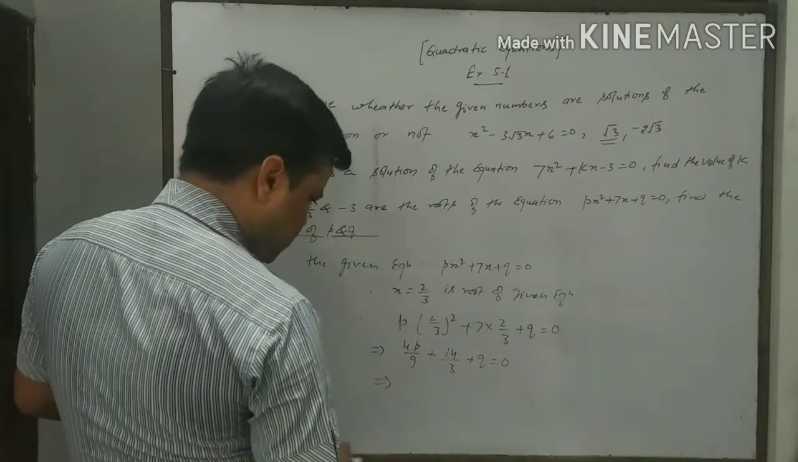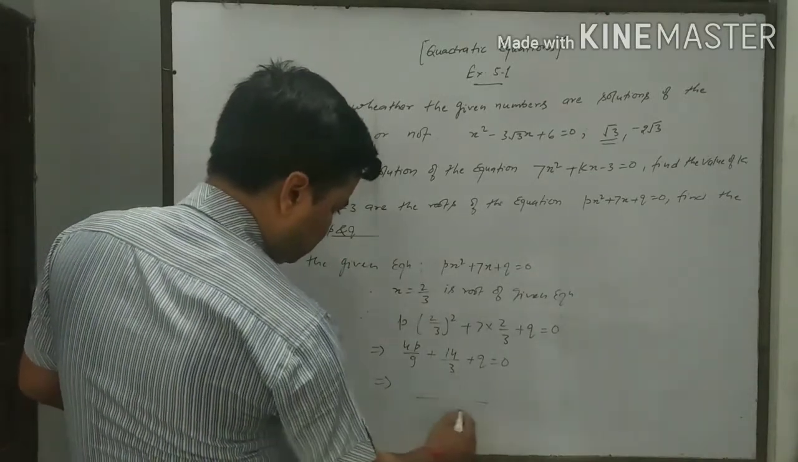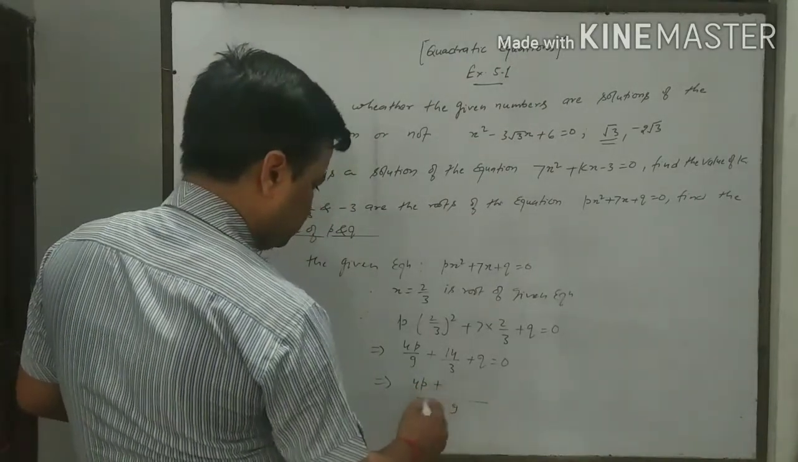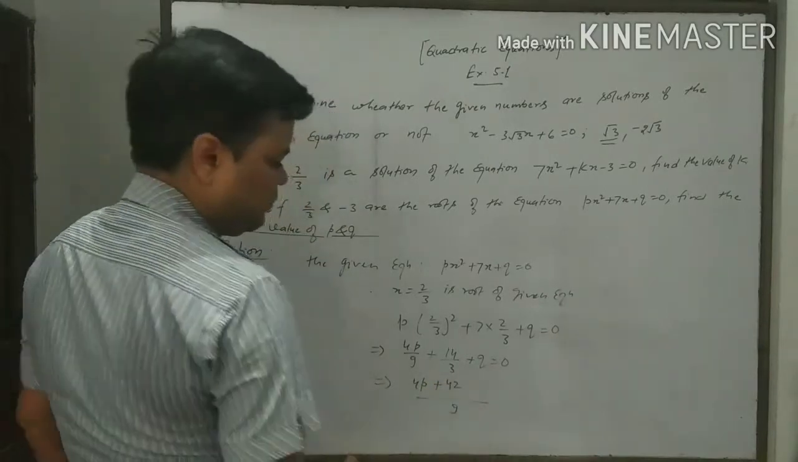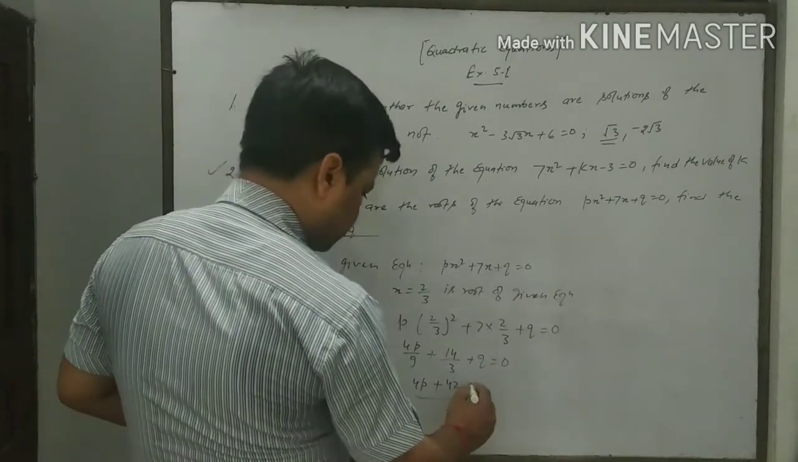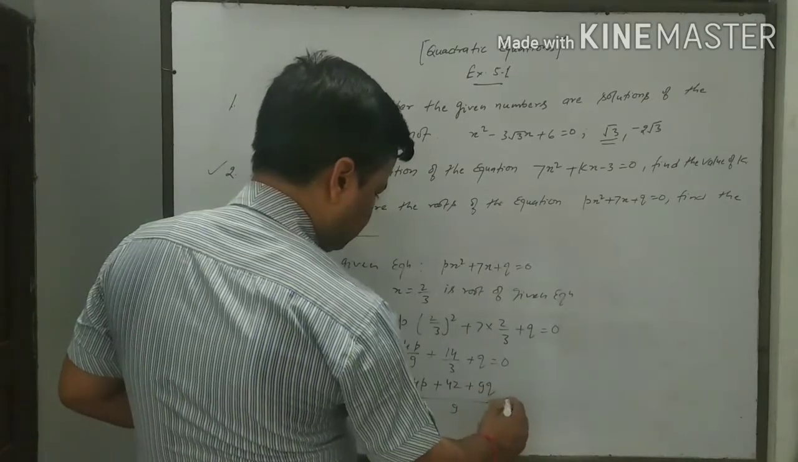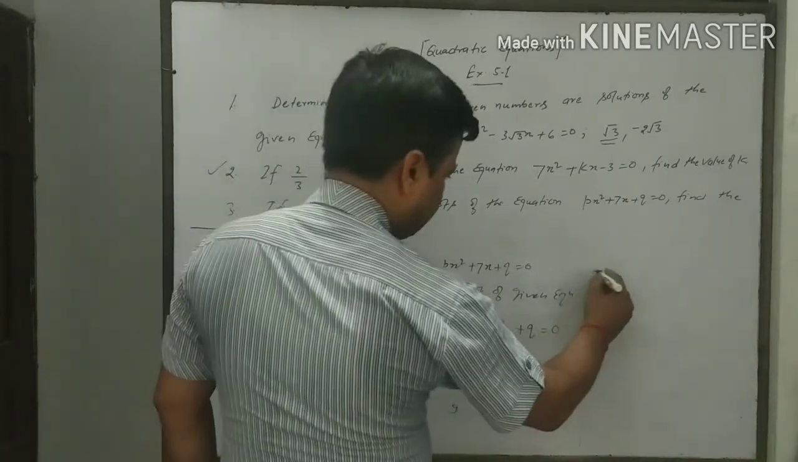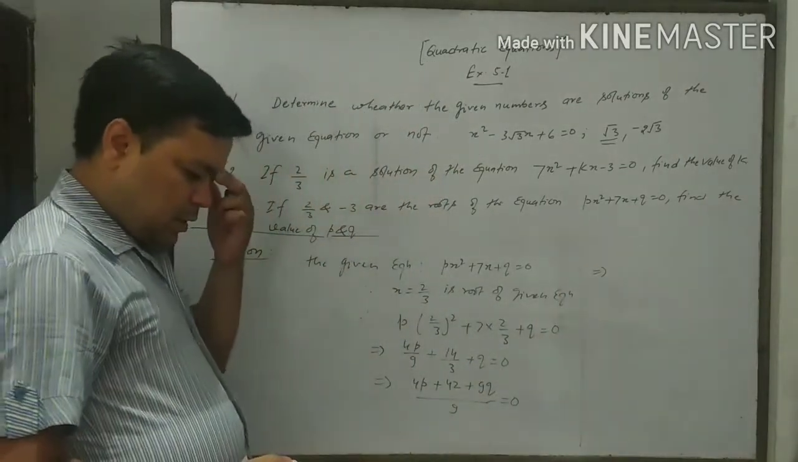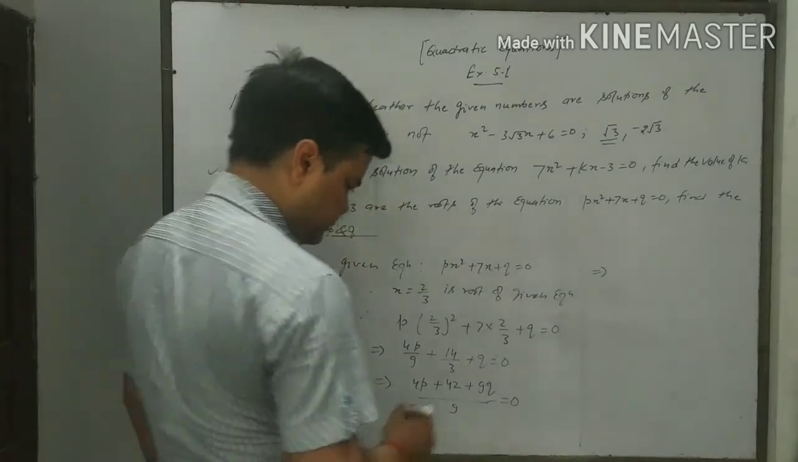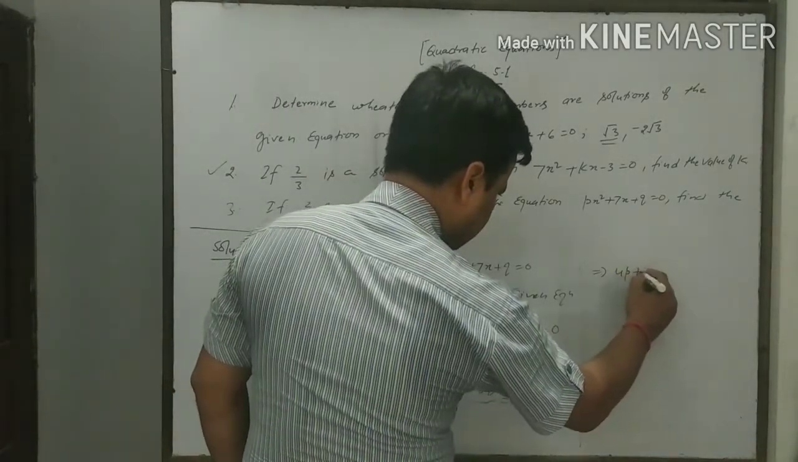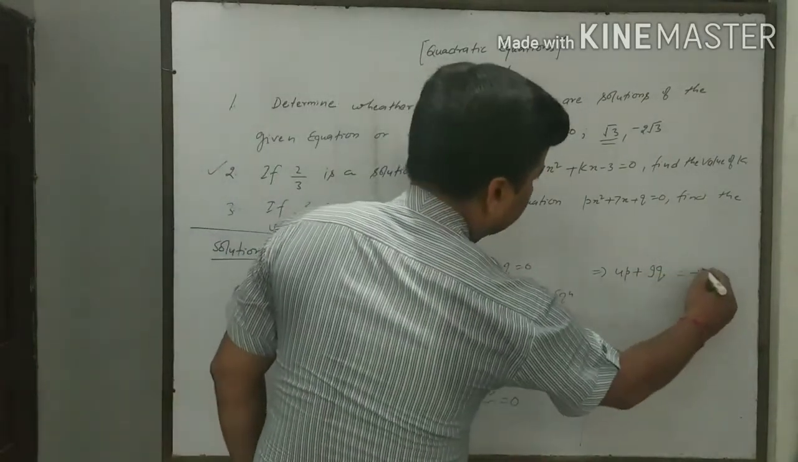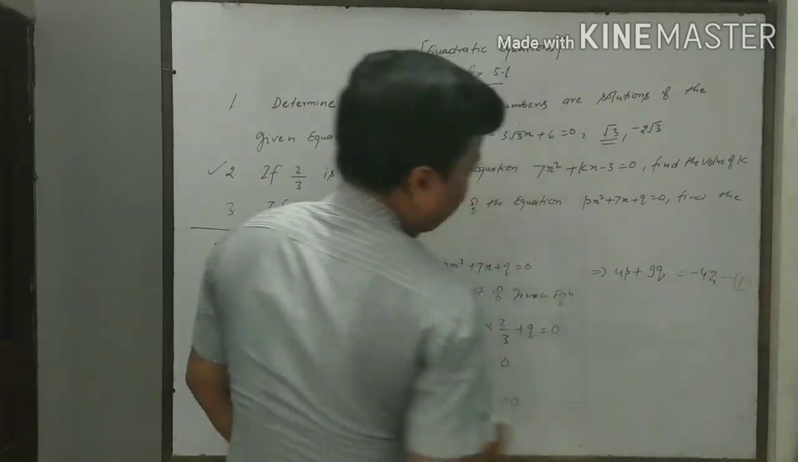The LCM will be 9, and it will be 4p + 42 + 9q = 0. Finally it will take this form: 4p + 9q = -42. That is equation first.